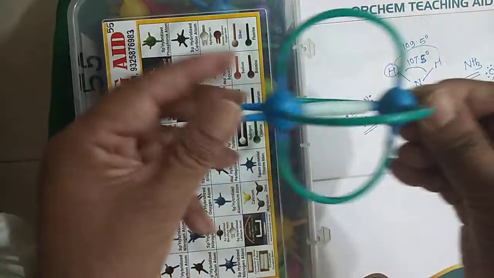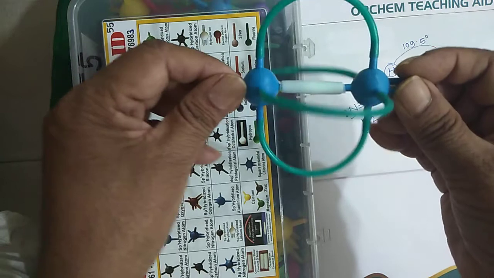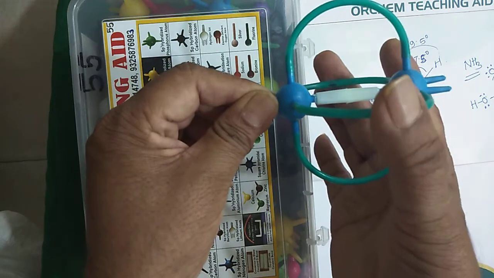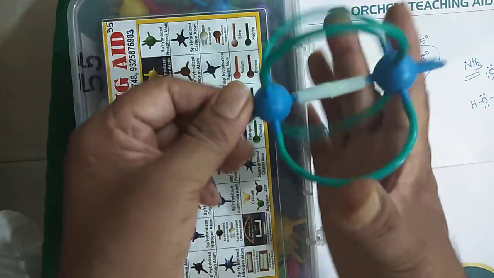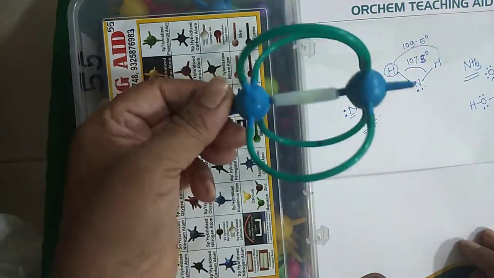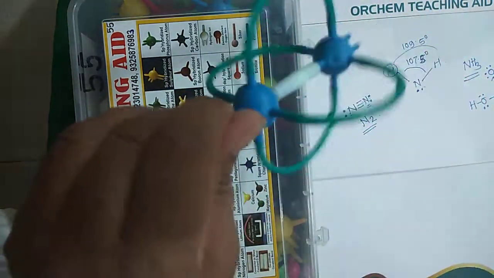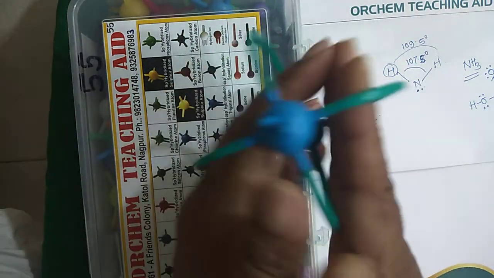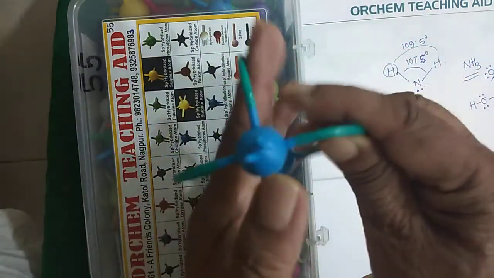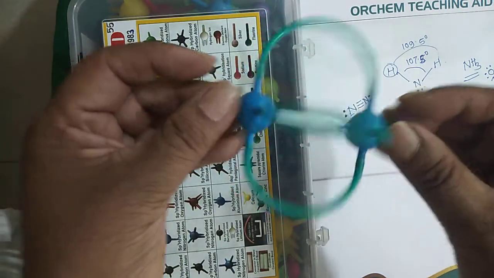In N≡N, this is the N2 molecule, there is one nitrogen sigma bond, one py pi bond and one pz pi bond. There are two pi bonds and one sigma bond. The sigma bond is axial overlap, and these two are lateral overlap. The two lateral overlaps are present perpendicular to each other at an angle of 90 degrees. This is the N2 molecule.